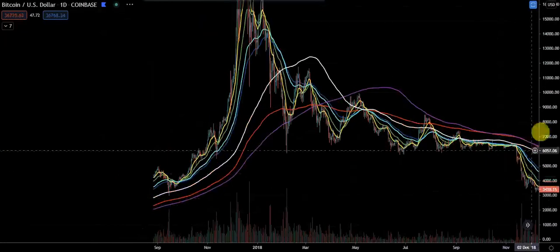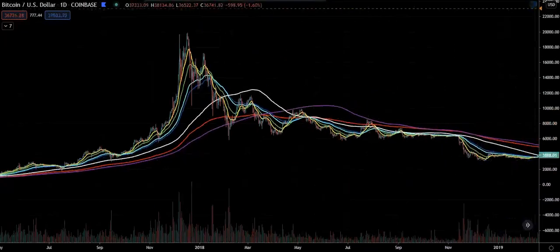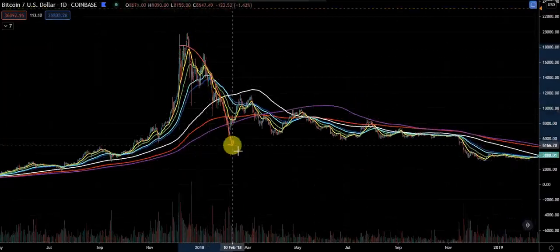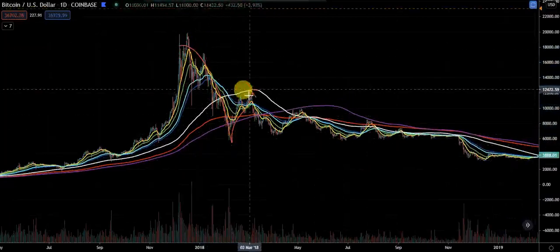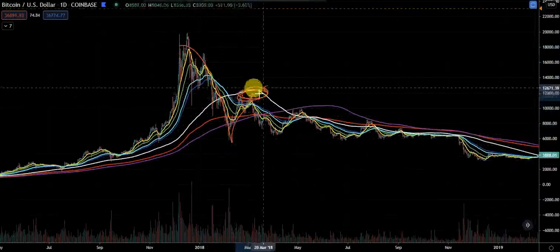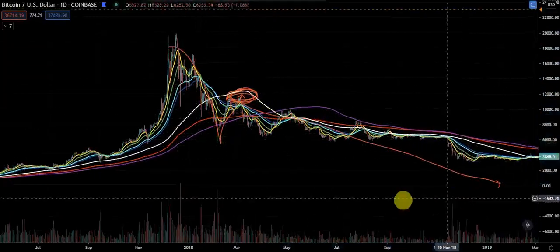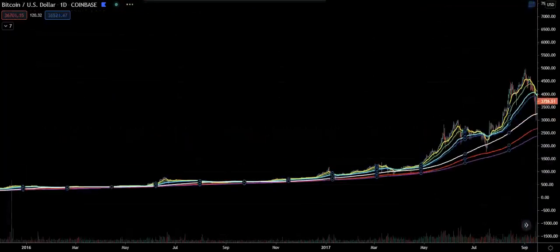Let's go on back. You can see again in the peak of the bull market, when we broke the white 100 moving average, we bounced back up, got stuck underneath the white 100 moving average, failed, and moved into a bear market.